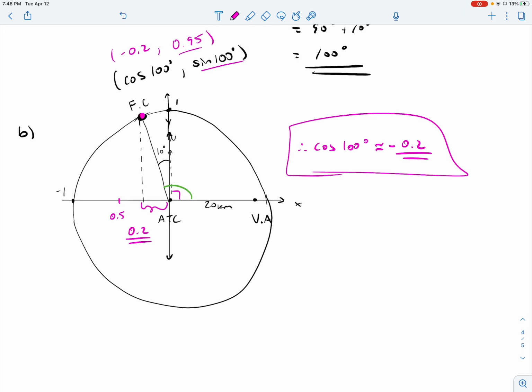What we're going to be doing in further lessons is we're going to be using some special triangles mixed in with the unit circle. That way we're going to get really accurate trig ratios. Anyway, that is it for 4.1. I'll see you guys in the next lesson.